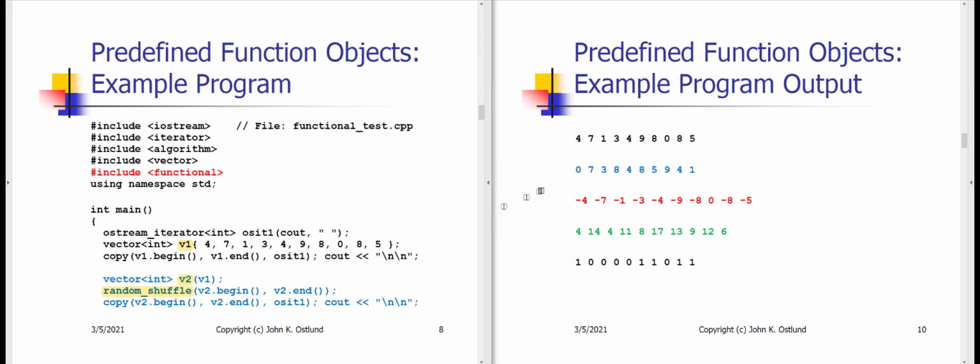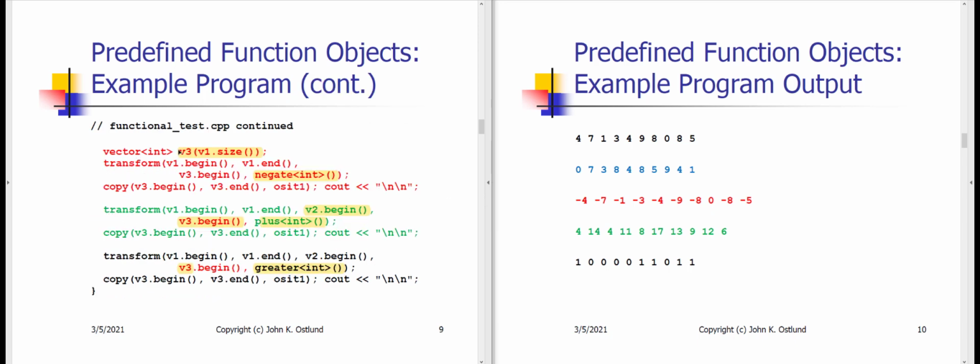And so in the blue code here, we're just displaying V2. Now, in the red code, I did not bother displaying the vector V3 of all zeros. What we're going to do is to take the vector V1 and store into the vector V3 the negated ints of all of the elements in V1. And so that's exactly what we have. So instead of 4, 7, 1, 3, 4, etc., we have -4, -7, -1, -3, -4, etc.